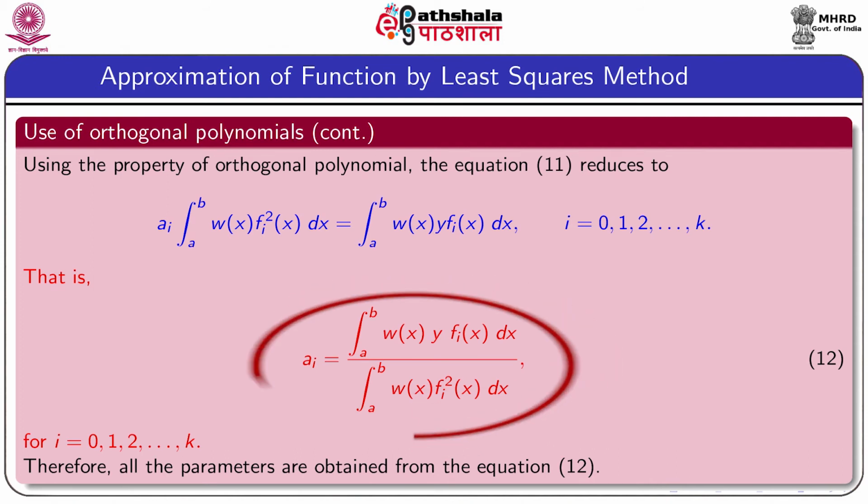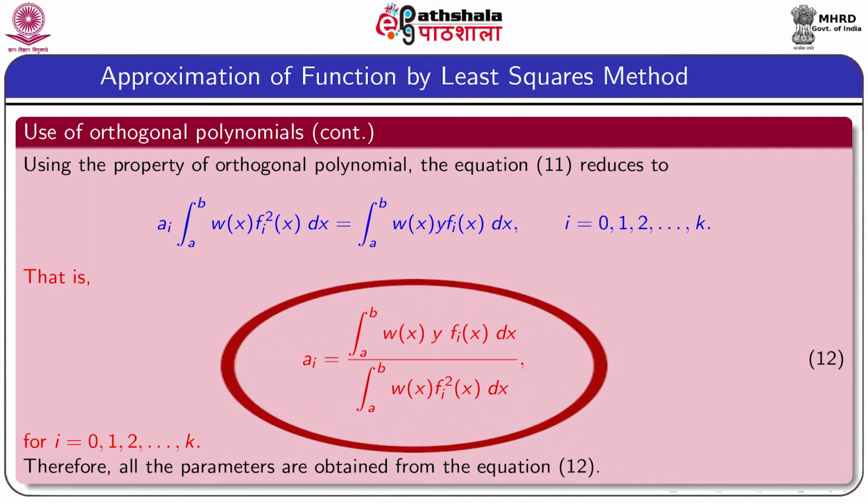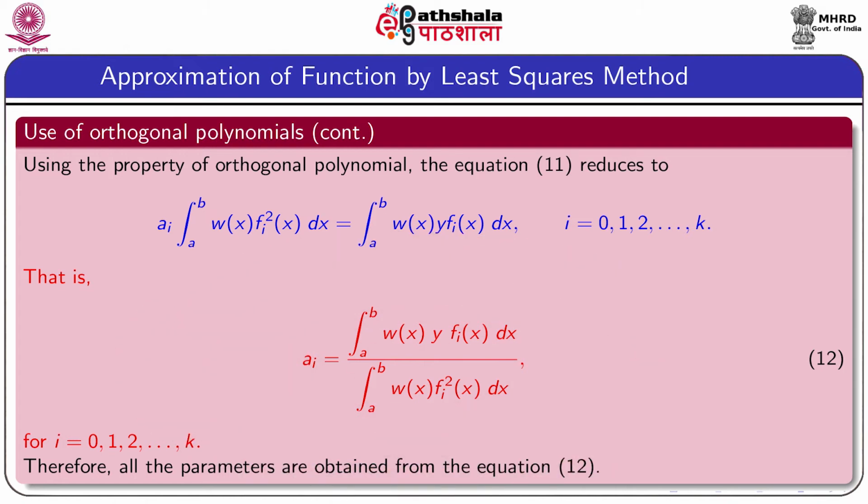Therefore, ai equal to the numerator is integration a to b wx into y into fi x dx, and the denominator is integration a to b wx fi square x dx, and this is true for all i. That means the parameters ai, that is a0, a1 up to ak, are determined by this equation 12. Note that this expression is very simple compared to solving a system of linear equations. Thus, all the parameters are obtained from equation 12.